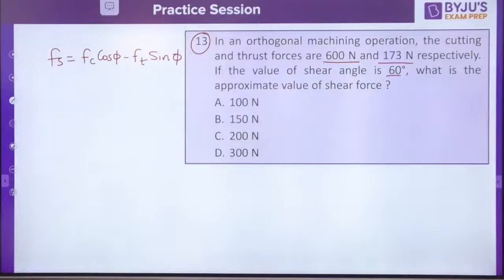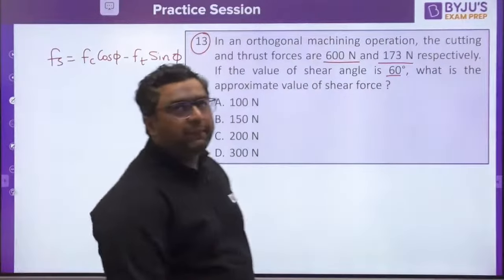Fs is Fc cos phi minus Ft sin phi. Apply the formula, solve it.